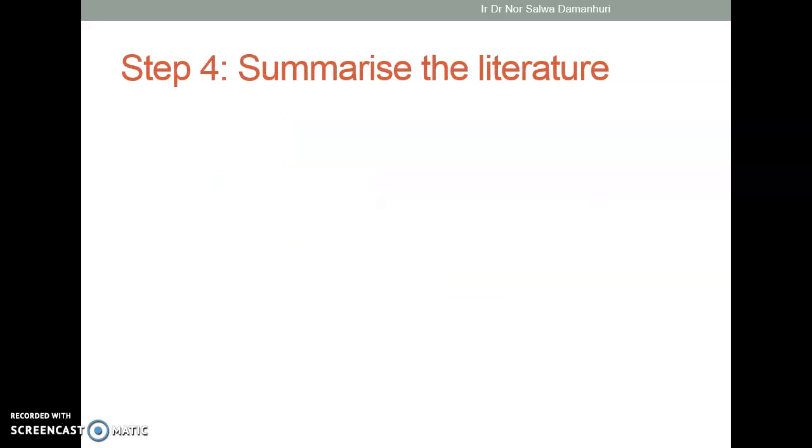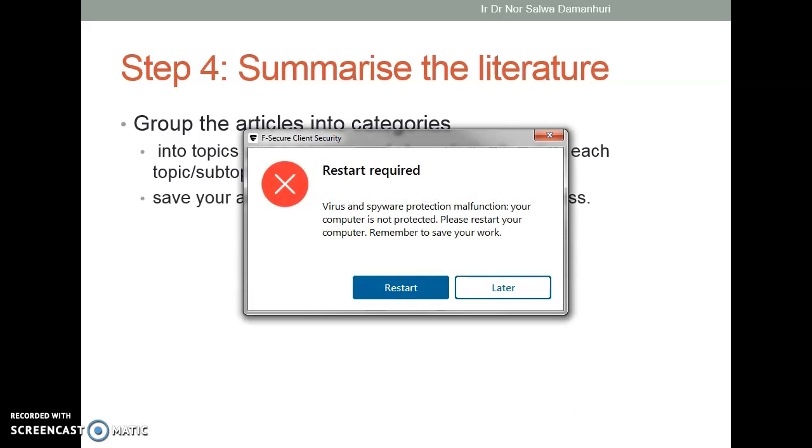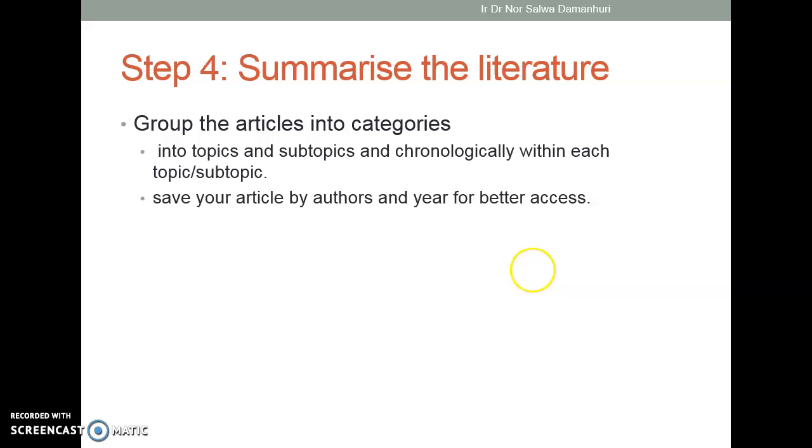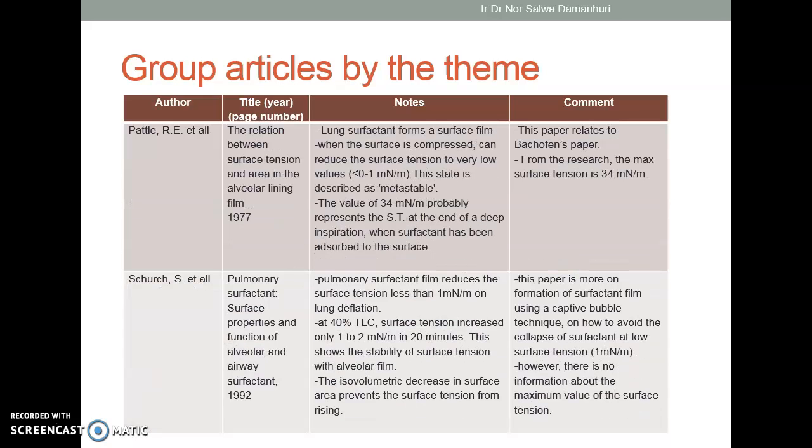Next step is summarize the literature. Group the articles into a few categories, which are topics and subtopics, and chronologically within each topic or subtopic. Then save your articles by authors and year for better access. Make a table to group those articles. For example, how to make the tables: group articles by theme by using a table.